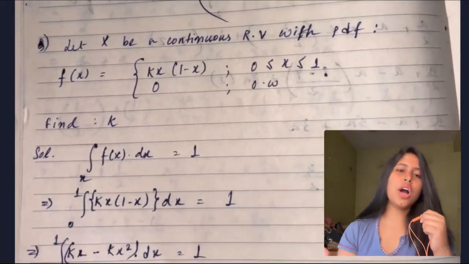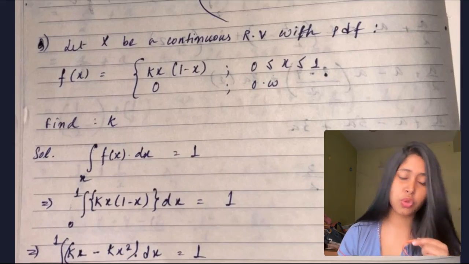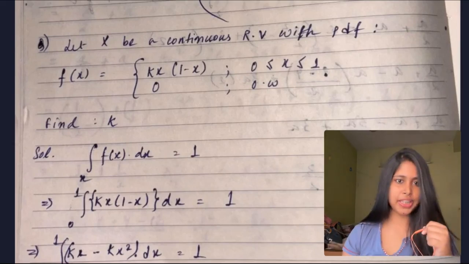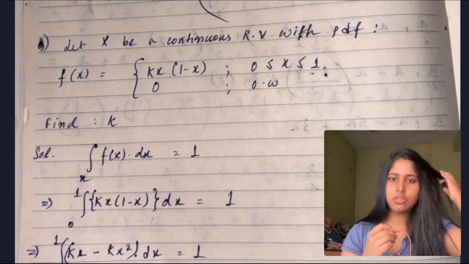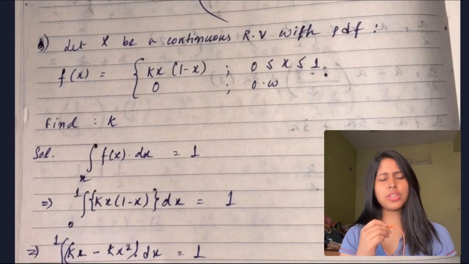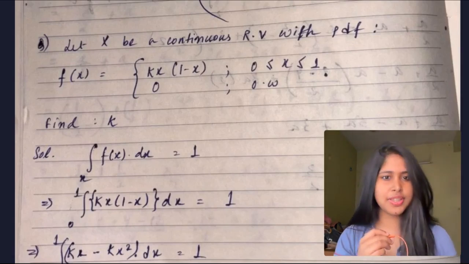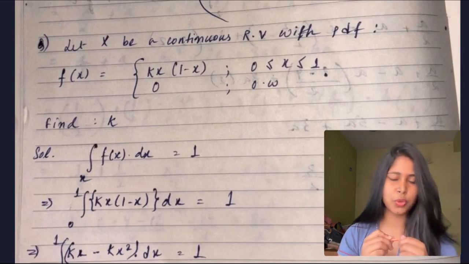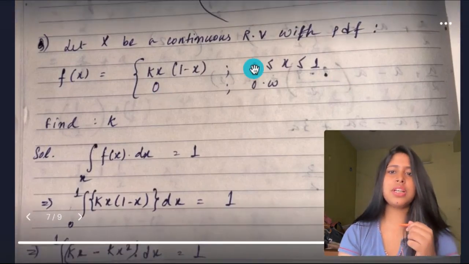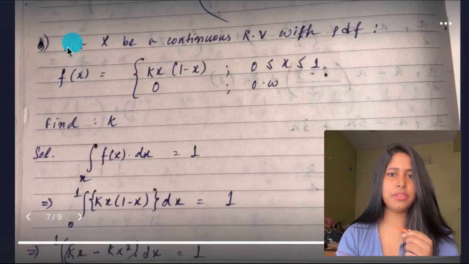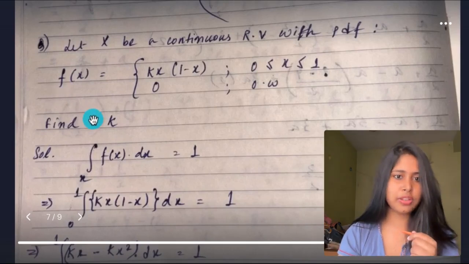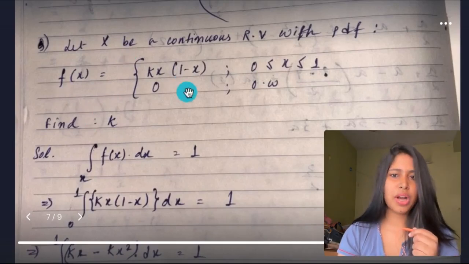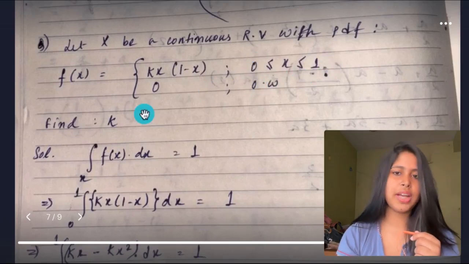Now we know how to solve CDF, how to calculate CDF, how to calculate PDF, and determine the constant from a PDF. Now we are doing another, similar question, but we are not doing the CDF here. You can try this at home. Let X be a continuous random variable with PDF, small f(x) equals kx(1 minus x) for x lying between 0 to 1 and 0 otherwise. And you need to find k here.